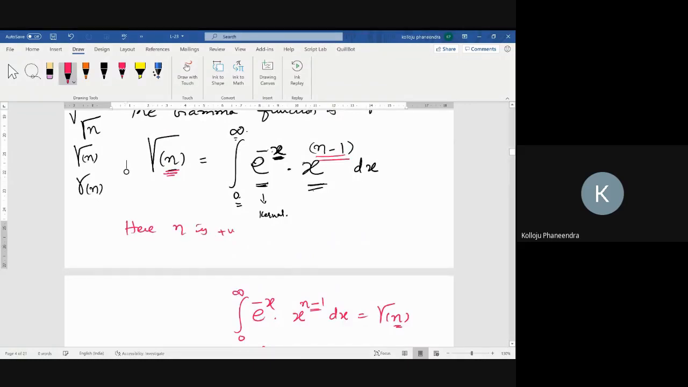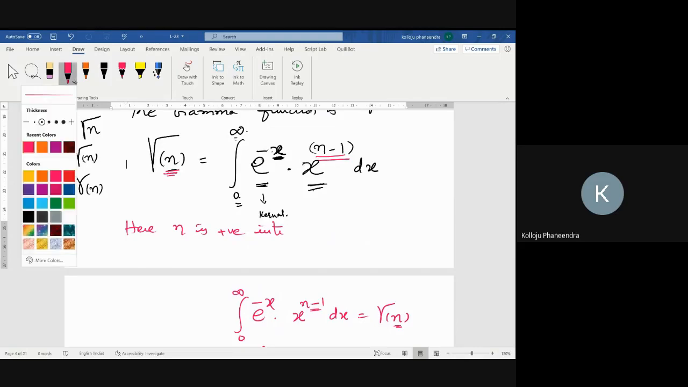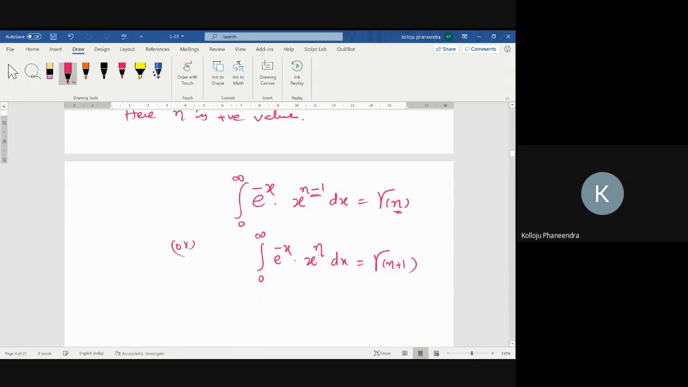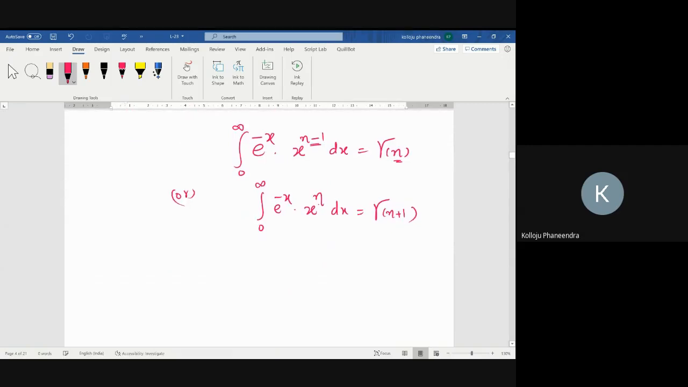Here n is a positive integer. No, n is a positive value, that's it, not necessarily an integer. Here n is a positive real value. Now this is the definition of the gamma function.